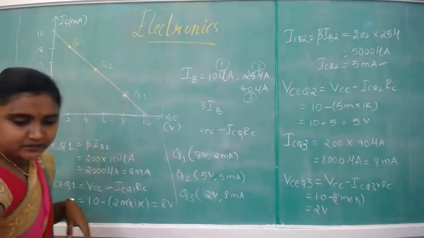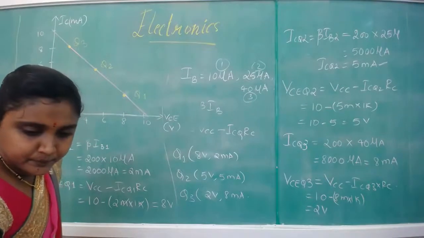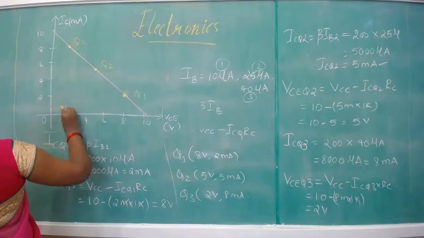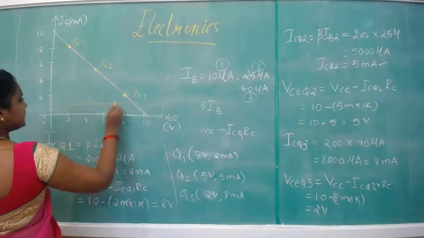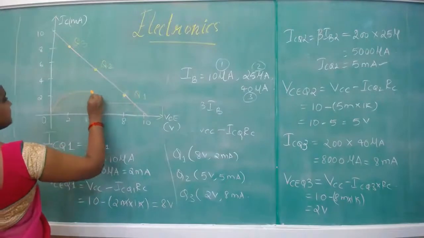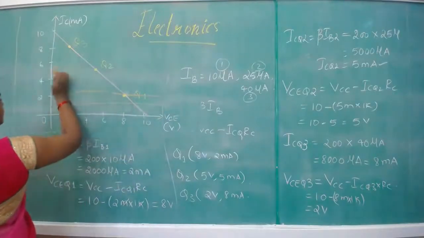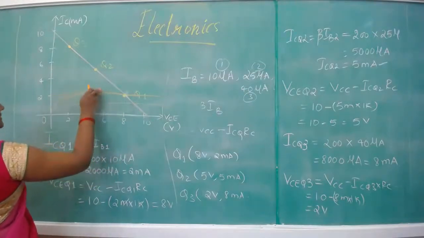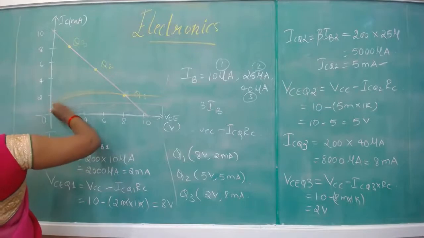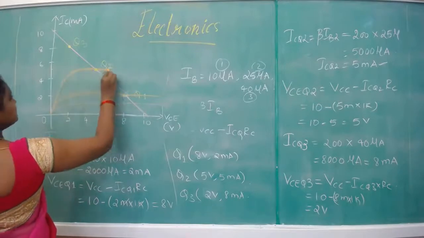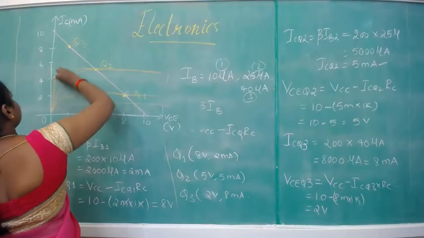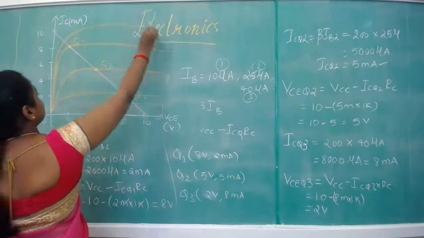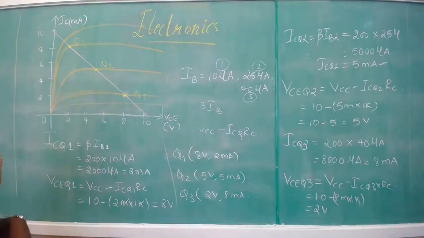So how will the characteristics appear now? This is the cutoff region. This is the first value for the first IB, otherwise the Q1. The next curve will pass through this Q2. The next curve will pass through Q3, and the other will be falling here. So this is the characteristics.